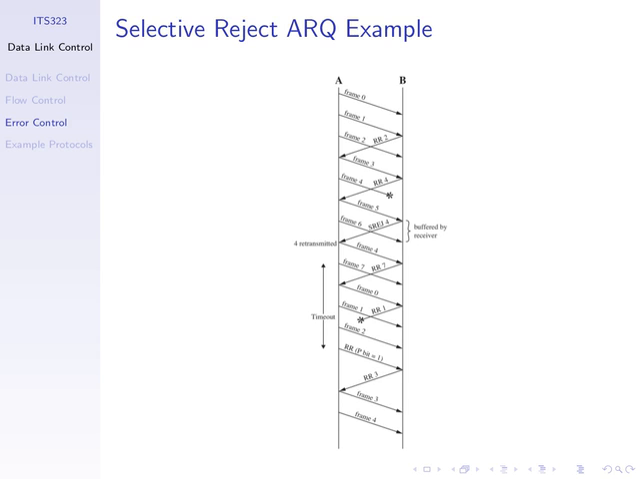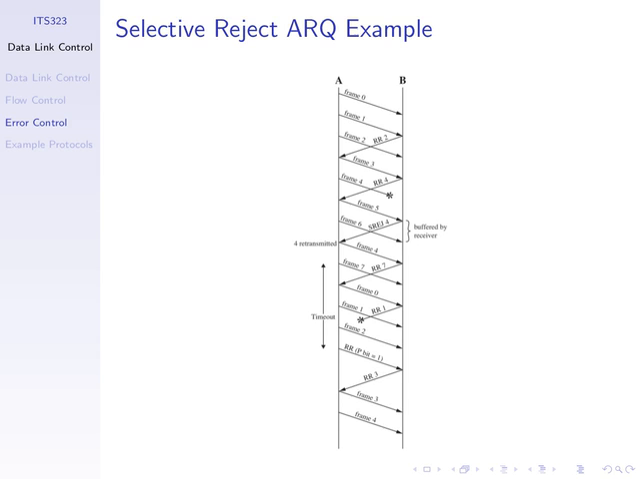B receives 0, 1, 2, and 3, everything's okay. 4 was lost. B receives 5, it detects an error. I was expecting 4, I receive 5. Something's gone wrong. I will send a message to A indicating I'm still expecting 4, a reject message. In the meantime, 5 and 6 are buffered by B, saved in a buffer in memory. When A receives this selective reject, it retransmits only frame 4. That is, we reject a particular, a selected message. Retransmits frame 4, and when B receives frame 4, it now has 0, 1, 2, 3, 4, 5, and 6, and can send an ACK saying, now I expect 7.